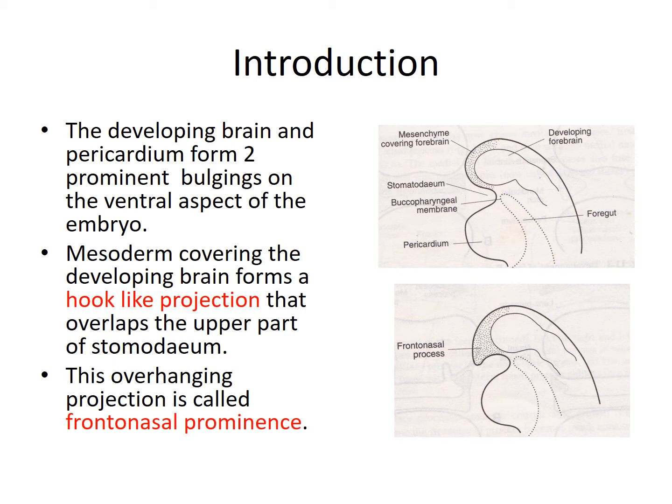Now, this cranial bulging develops a hook-like projection that overlaps the upper part of stomodium. This overhanging projection is named as frontonasal prominence. Now, you can see here in the diagram, it is written as process, whereas I have written it as prominence. So both are correct. You can either use prominence or you can use process. Like in the receiving, it is written as process, whereas in Langmans, you will find it as prominence.